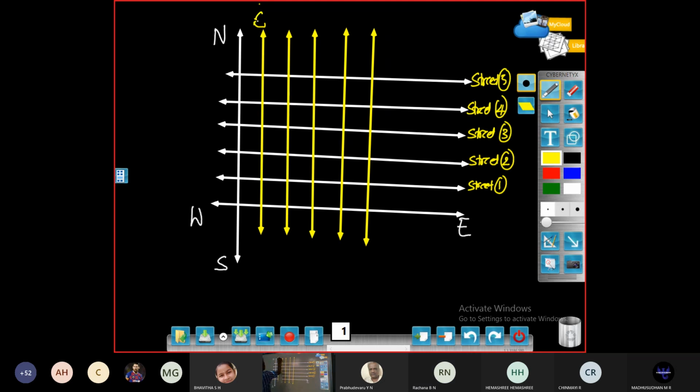So I will write just S1, S2, S3, S4, S5, street 1, street 2, street 3, street 4, street 5. Like that I have written. Okay. So there are 5 streets parallel to north-south road and 5 streets parallel to east-west roads.